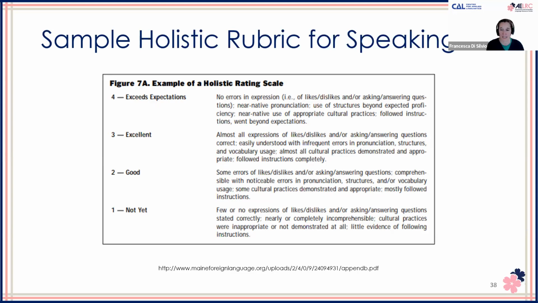So this is an example of a holistic rubric, where you're going to be giving a single rating between 1 and 4 that's based on the full performance. While the rating considers the full performance and different elements, you can see in the description, you're looking at errors, pronunciation, use of different structures and cultural practices, et cetera. You're thinking of those as a whole in determining what level the student is performing at.